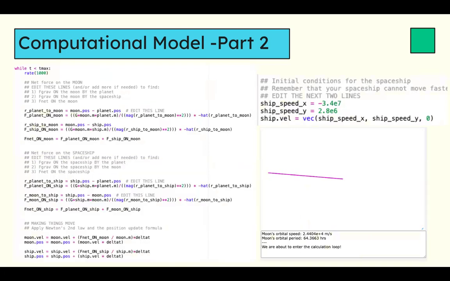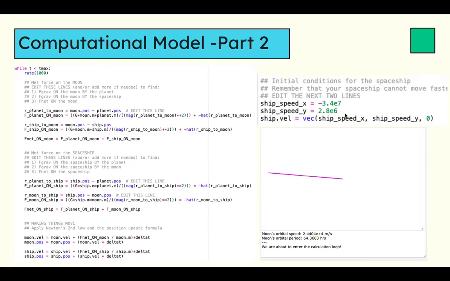So we use this concept in the second part. This is where we calculate all of the different forces, like the difference in position, which is used to find the force of the planet on the moon, and the ship on the moon. And this is how we find the total net force of both.